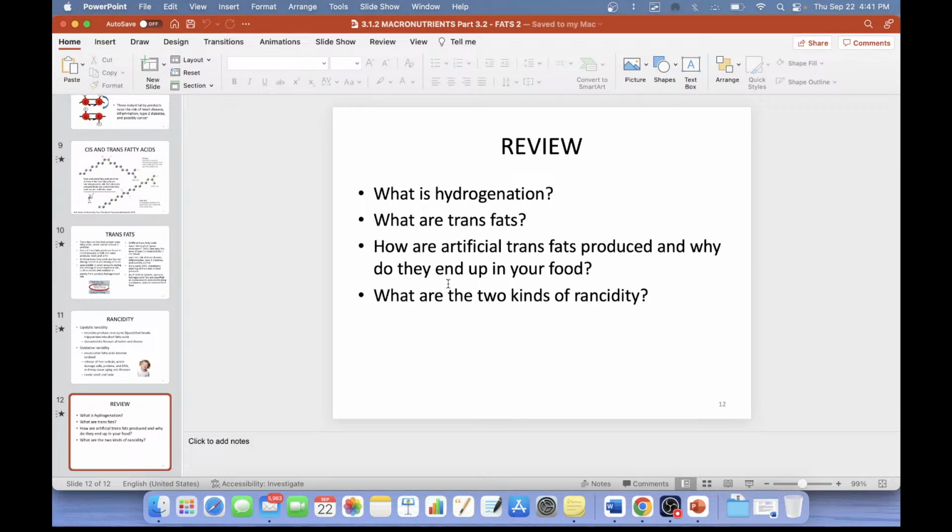How are artificial trans fats produced, and why do they end up in your food? Well, they no longer do because now they're bad, but how did they end up in your food? We've already said that they're produced through the process of partial hydrogenation, and the use of partially hydrogenated fats in food products makes them end up in the food.